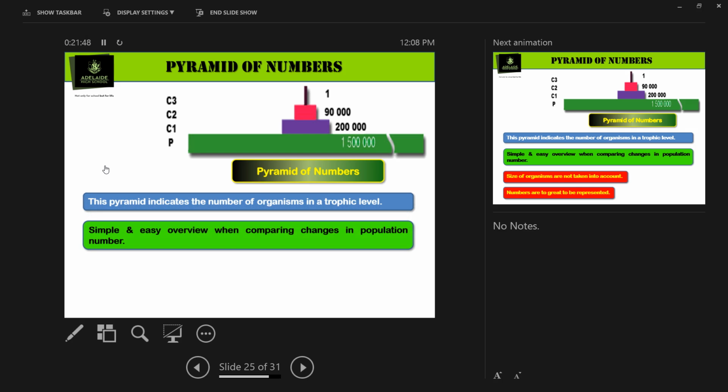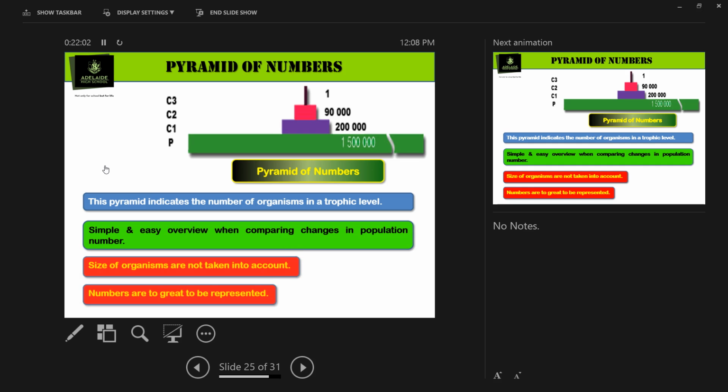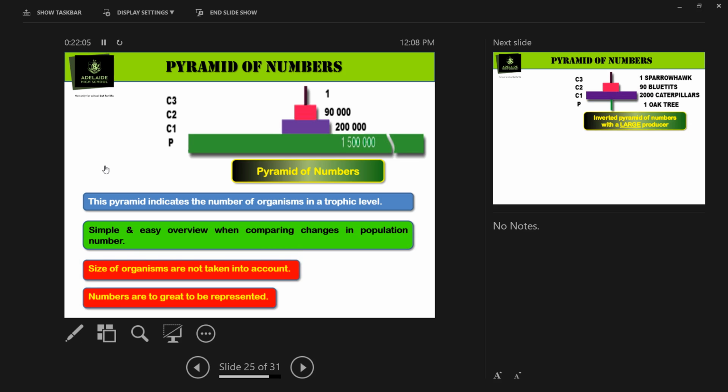And it's a simple, easy overview when you want to compare the change of a population, all right, of a food chain. Not really of a food web, but more of a food chain. And that is why I highlighted this in green, because that is the go sign. Now, we go for the red signs, right? Two disadvantages is that you do not take into consideration the size of the organism. The numbers sometimes are too great to be represented, all right?